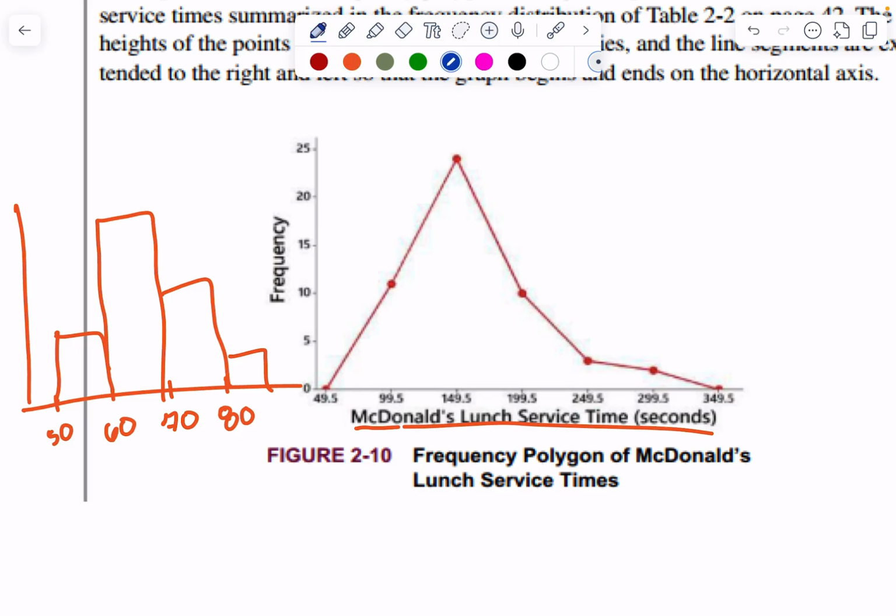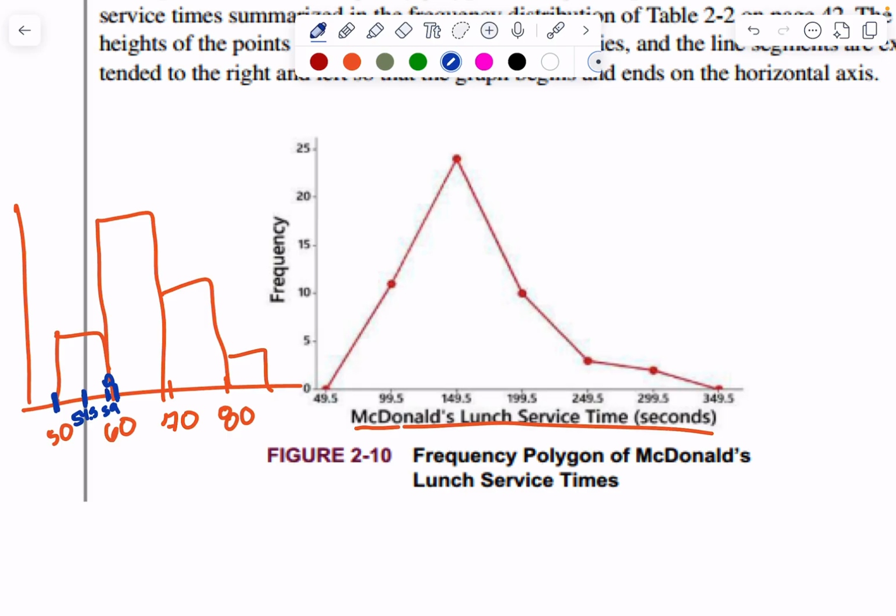In a frequency polygon, it's very similar except for this. They instead find the midpoint of the class. Since this class starts at 50 and the next class starts at 60, the class would end at 59, right? So the midpoint would be 54.5. I did not say that right the first time, but that is the middle of the class.